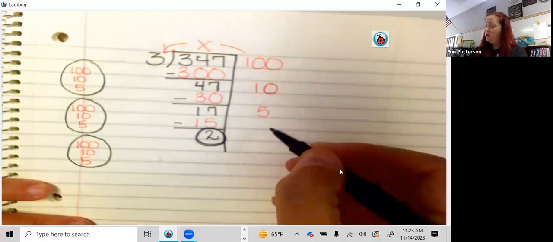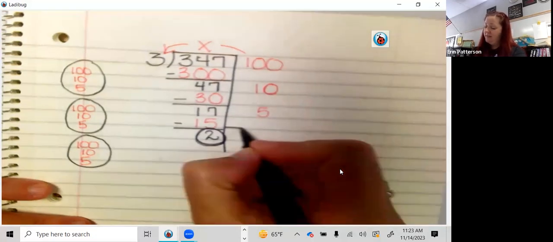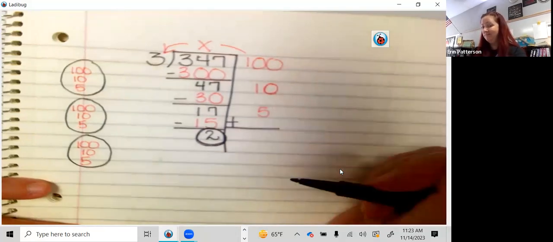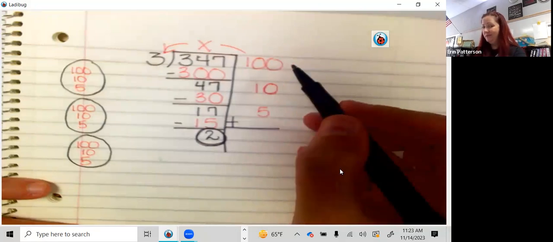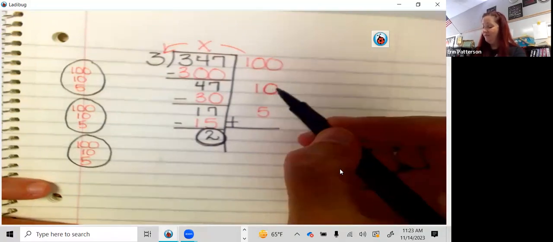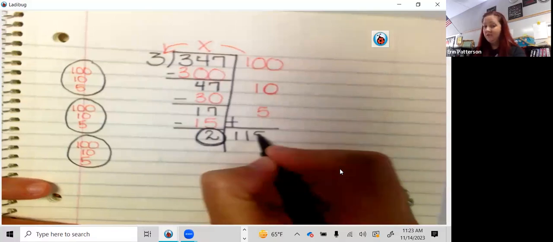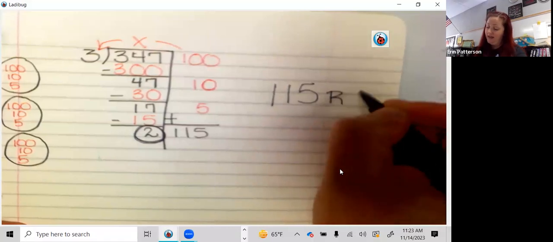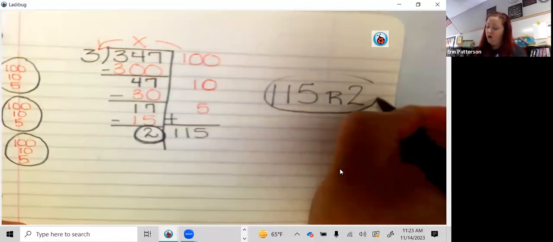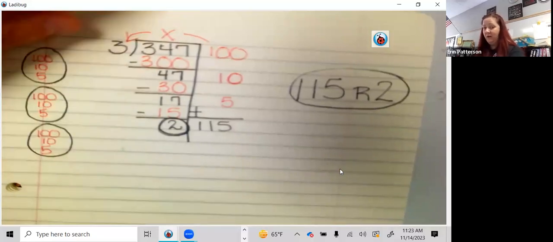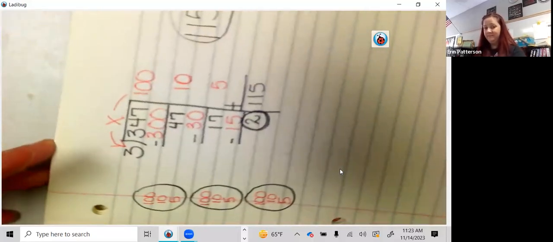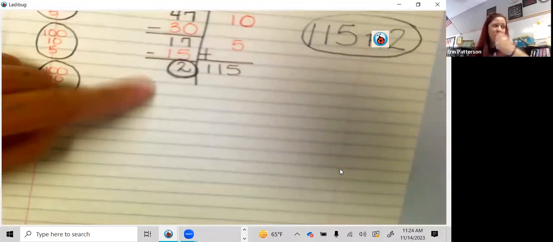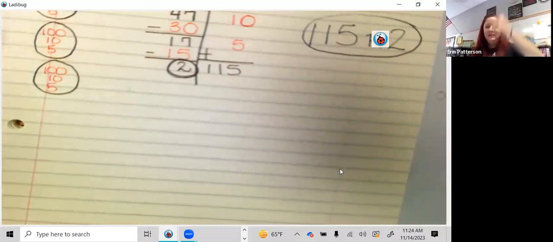What do I have to do to my partial quotient? Add them up. So Miss Berry likes this one because look, they're already kind of stacked to add up. 100, 110, 115. So the answer to this one is 115, remainder 2. So are you seeing how this is similar to the area model? It's just turned. And you did not have to rewrite any numbers. You just kept subtracting, repeated subtraction.